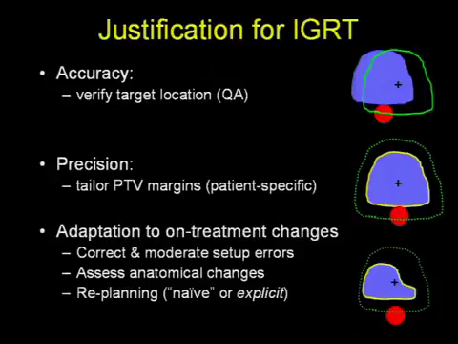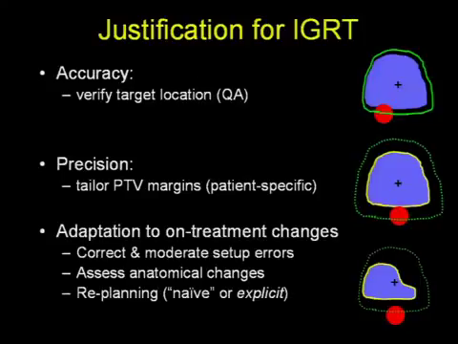IGRT has been used for multiple purposes across users. First, the most basic thing that most people do is to improve the accuracy of radiation therapy, where one can verify the target location or QA the patient position and correct this position in order to have a treatment that is concordant with what's on the treatment plan.